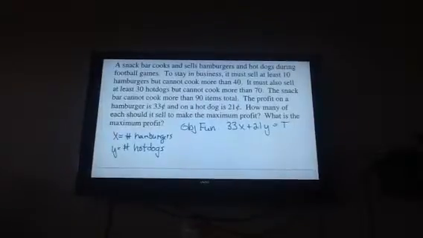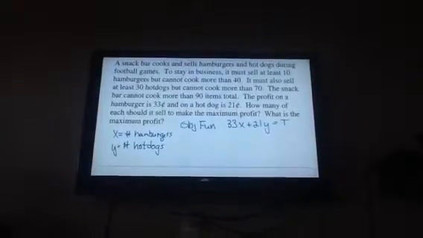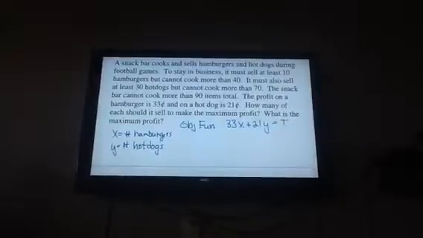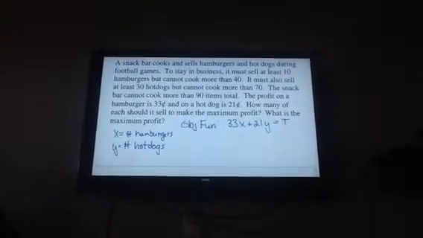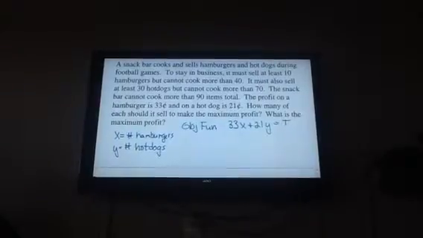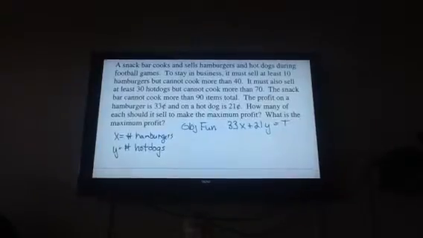All right, now the constraints. The constraints are the inequalities that describe the limitations of the problem, of whatever is going on in the question. So it says, to stay in business, it must sell at least 10 hamburgers. So that tells me that x should be greater than or equal to 10.